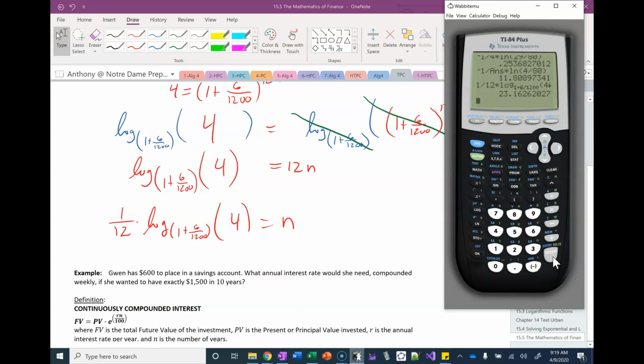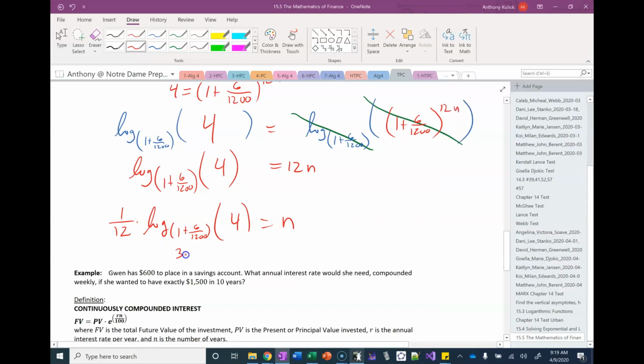So let's say n is about 23.16 years is my value for it.